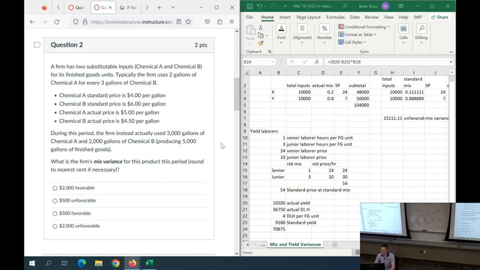So did the costs likely go up or down? They probably went down. Is that favorable or unfavorable? It's favorable. Now look, that's going to be bad for the customers. They're not going to like the fact that it's lower quality. But from a cost perspective, we save money. That's favorable.